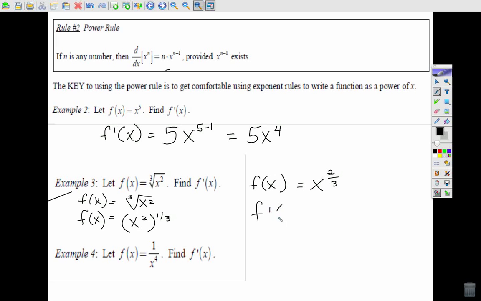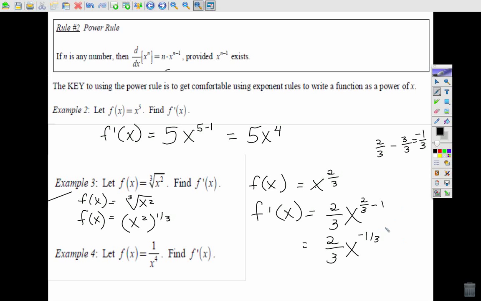Okay. Now we are ready to take the derivative. We've got it as simple as we can get it. So x to the 2/3, when you take the derivative of that, the 2/3 comes down front as the new coefficient, times x to the 2/3 minus 1. How do you do that? Well, this is fractions again. That's the same thing as 2/3 minus 3/3. What does that give you? It gives you a negative 1/3.